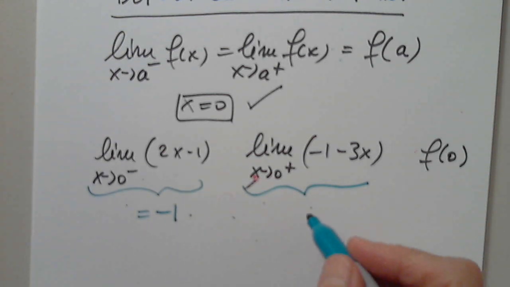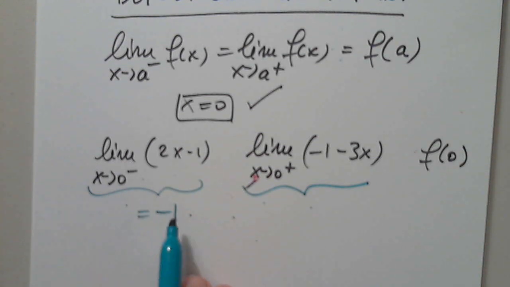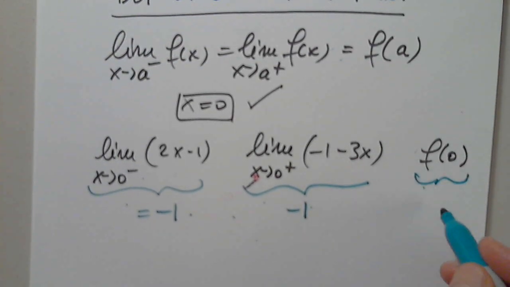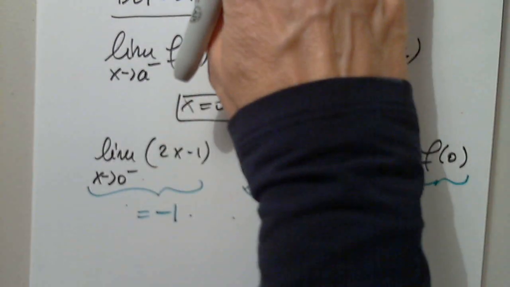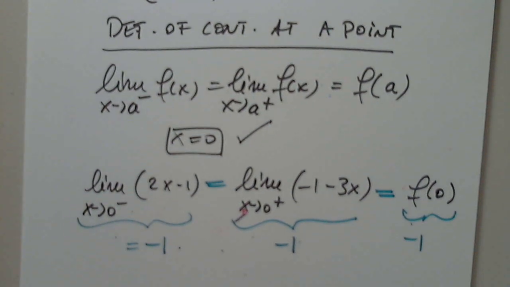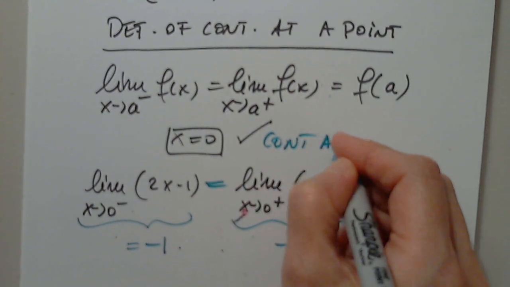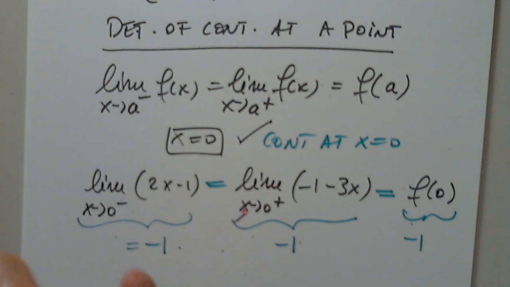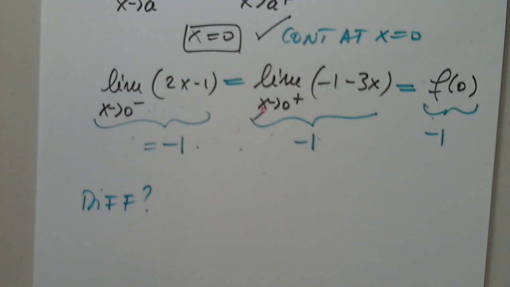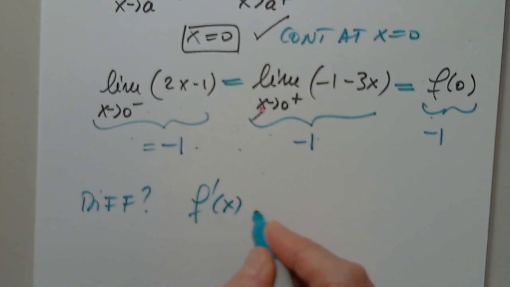x equals 0, sorry. When x approaches 0 from the left, we get negative 1. As x approaches 0 from the right, we get negative 1. Good. And f of 0, we get negative 1. Since they are all the same, I will say continuous at x equals 0. But now the question is, is it differentiable? So let's find f prime of x.